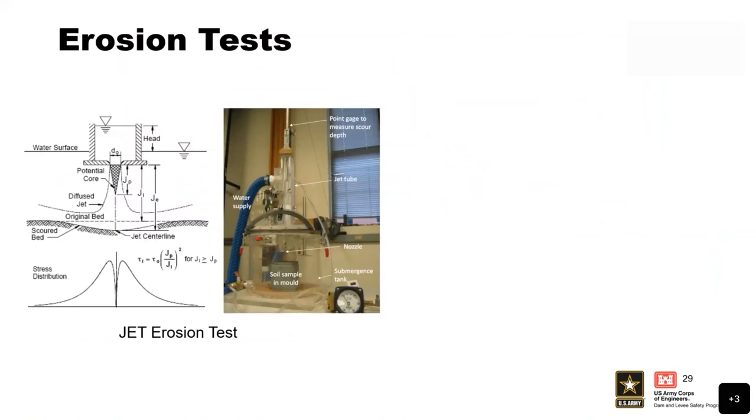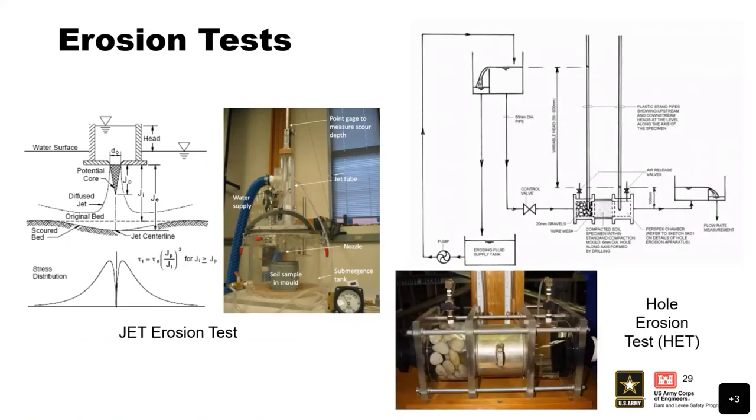And it was initially developed for stream bed erosion, but it was then also applied to spillway erosion, overtopping erosion, and concentrated leak erosion. So in the jet test, a jet of water is directed at a soil sample, and the rate of removal of the soil is measured. And then the applied shear stress is defined by the test setup, so the critical shear stress of the soil and the erodibility coefficient of the soil can be determined based on the results. So it's a pretty good test.